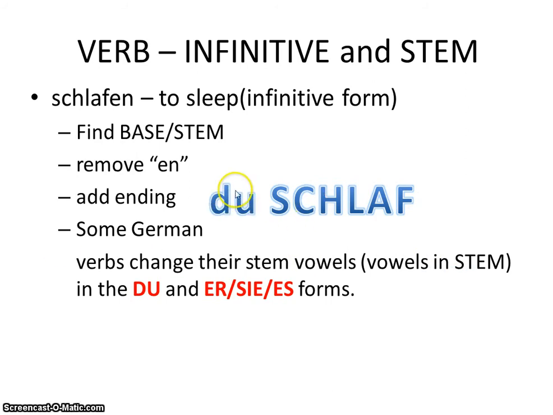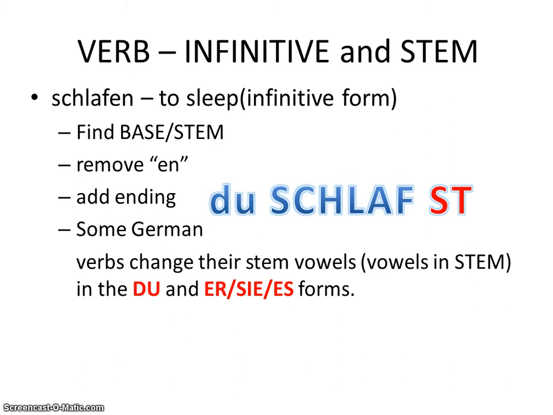The ending corresponds to the subject. This is the subject-verb agreement. So if the subject is du, or you, then we need to know what the ending is. Earlier we learned what the endings typically are. That was the e-s-t-t, e-n-t-e-n rule. So for du, the typical ending would be st.